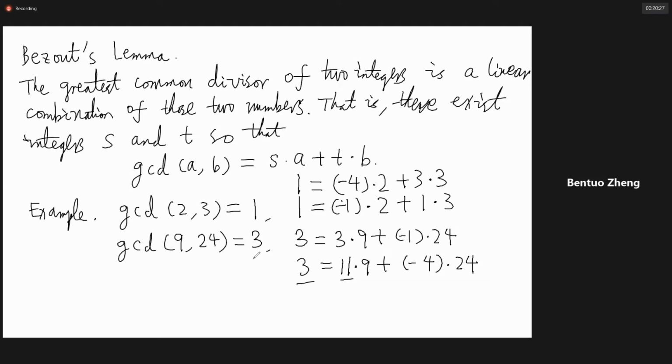original two integers. All right, so now next, let's look at the proof of Bezout's theorem, that the greatest common divisor is a linear combination of the original two numbers. All right, so let's look at the proof.